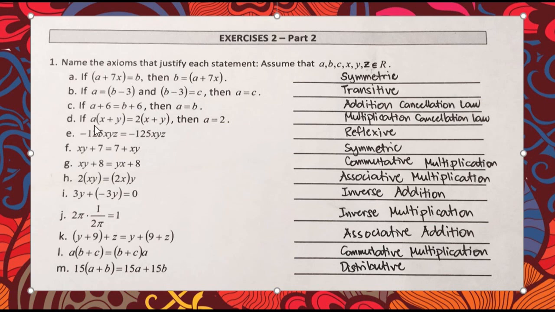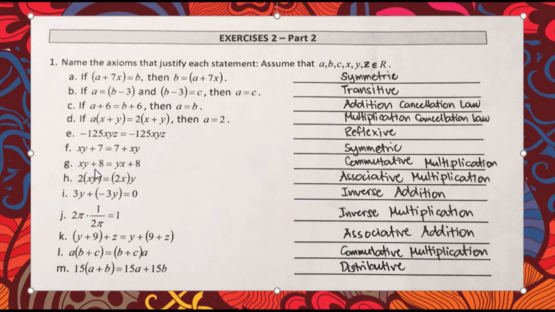Next, if A times X plus Y is equal to 2 times X plus Y, then A is equal to 2. This is multiplication cancellation law. Next, negative 125 XYZ is equal to negative 125 XYZ. This is reflexive. XY plus 7 is equal to 7 plus XY. This is symmetric.